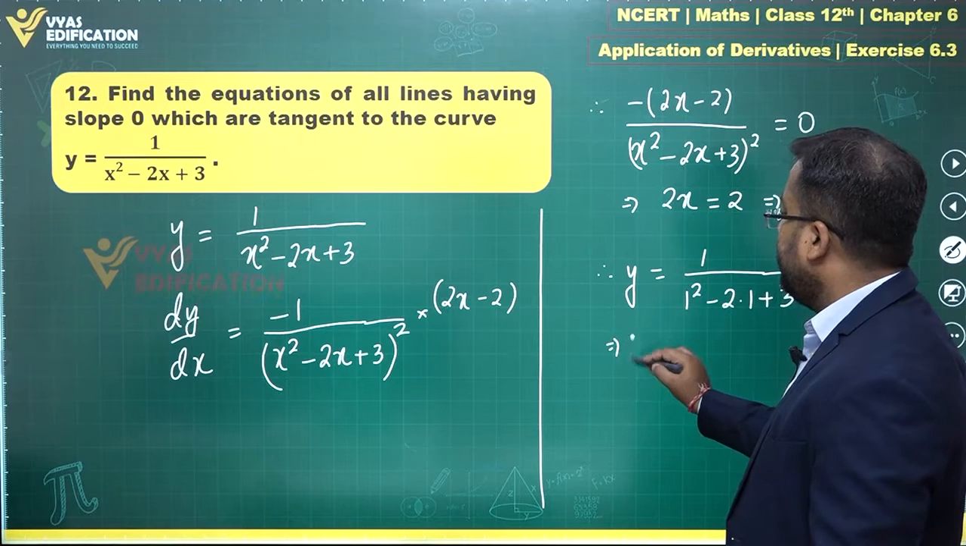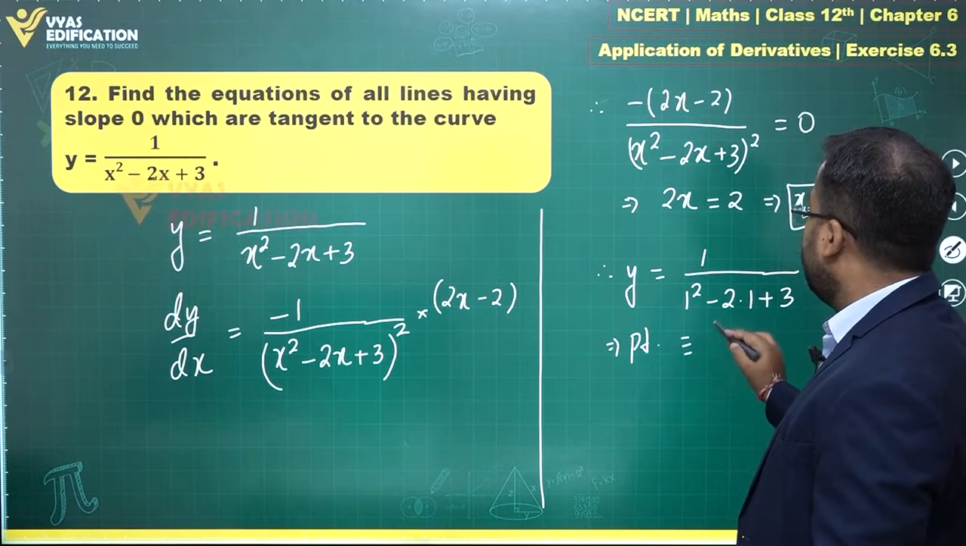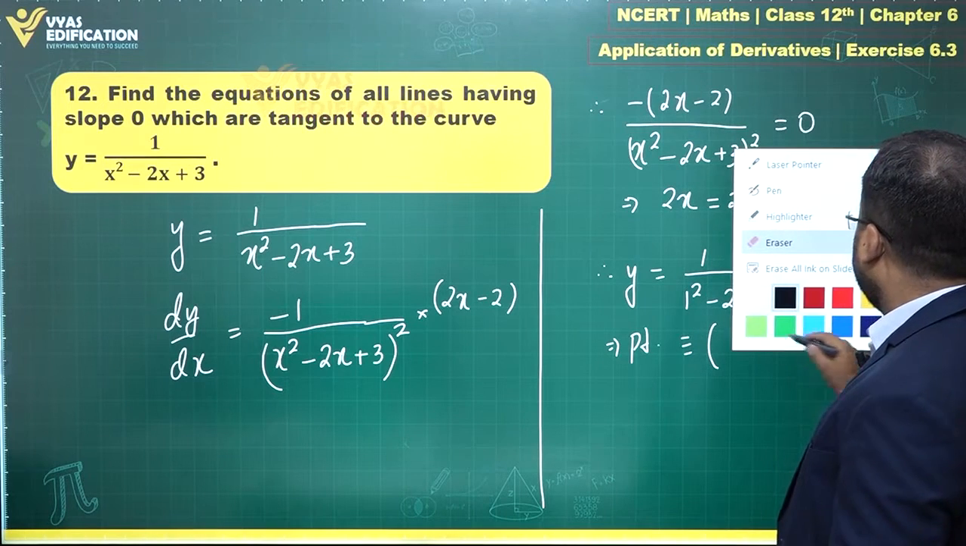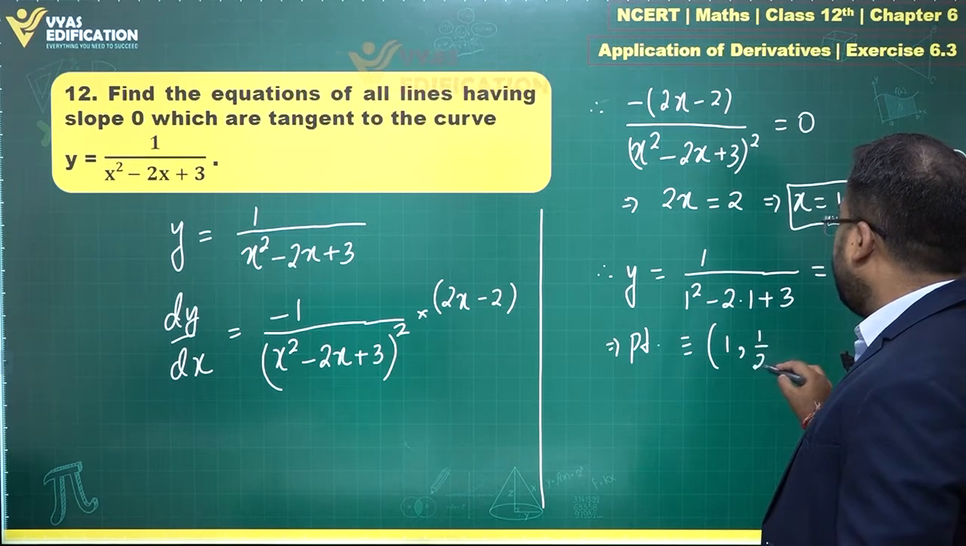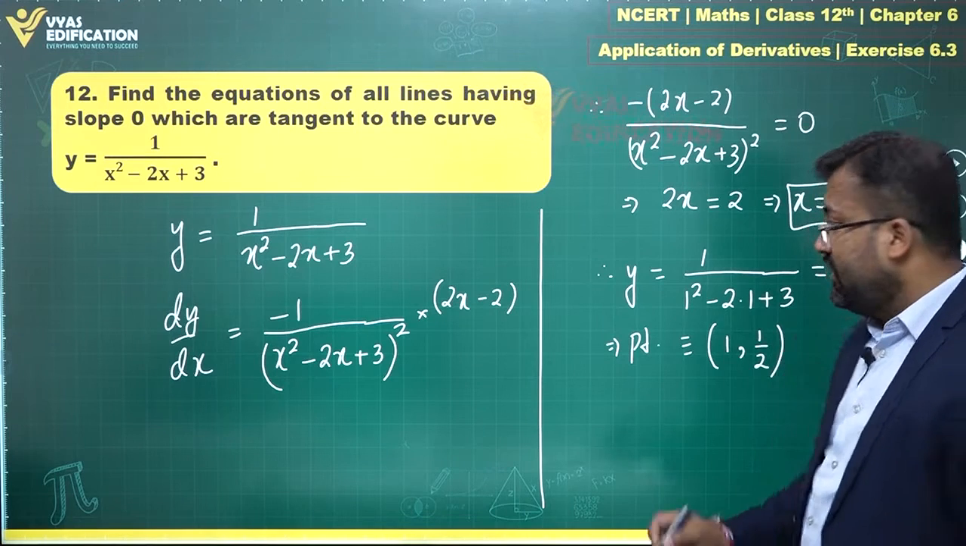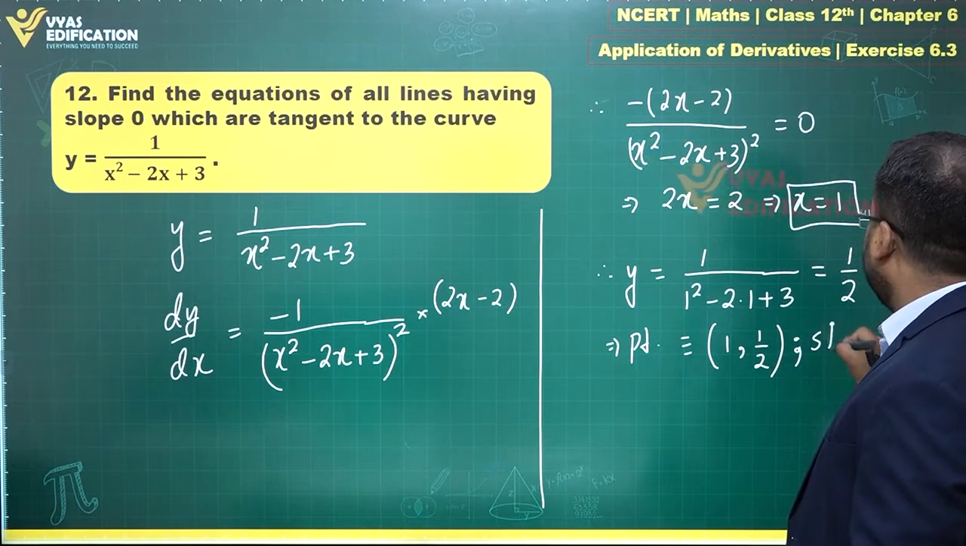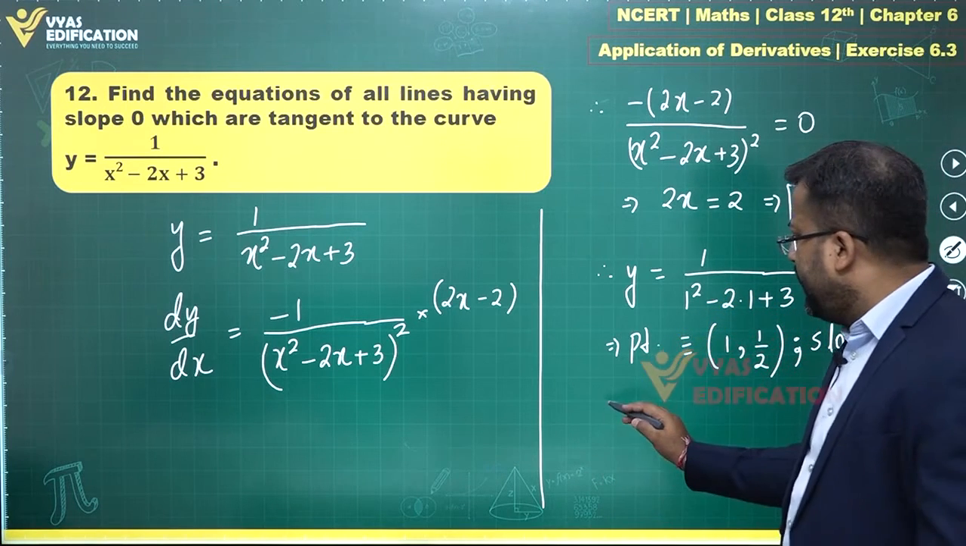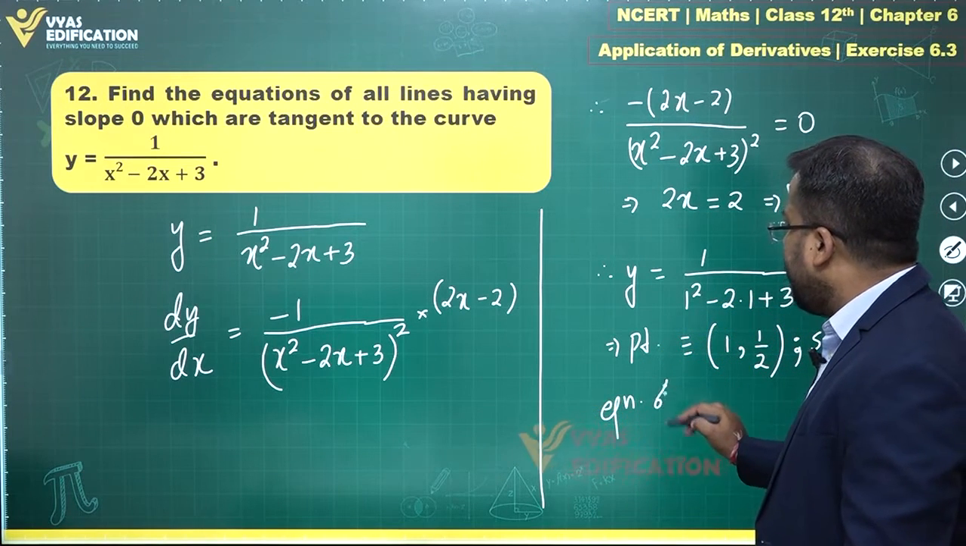Therefore, the point is 1 comma 1 by 2. The point at which you draw the tangent is this. Okay. What about the slope? The slope is 0. Okay, the slope is 0.